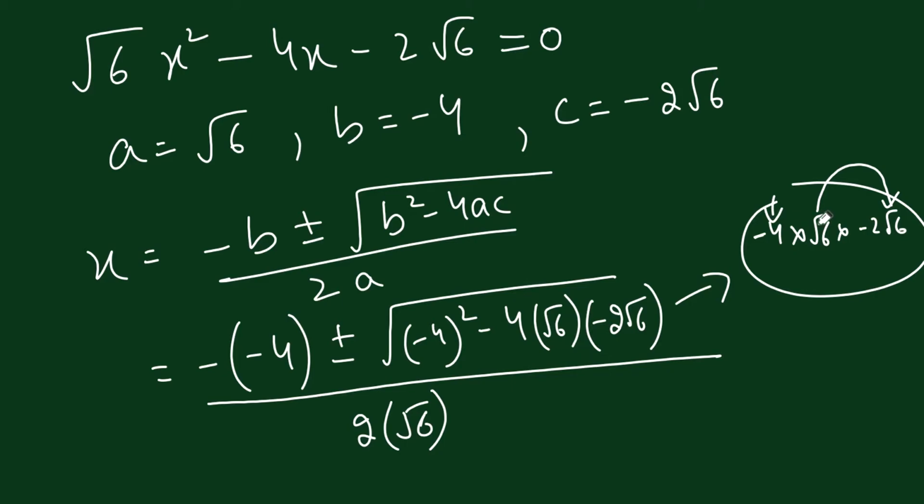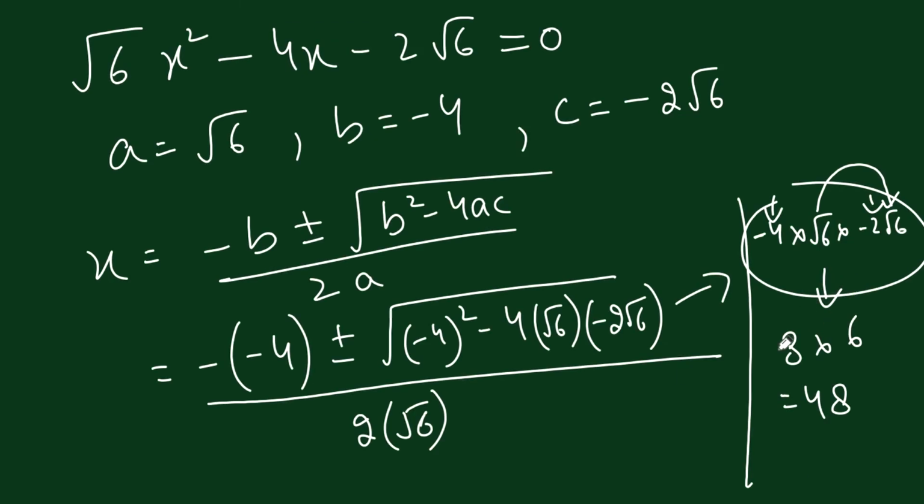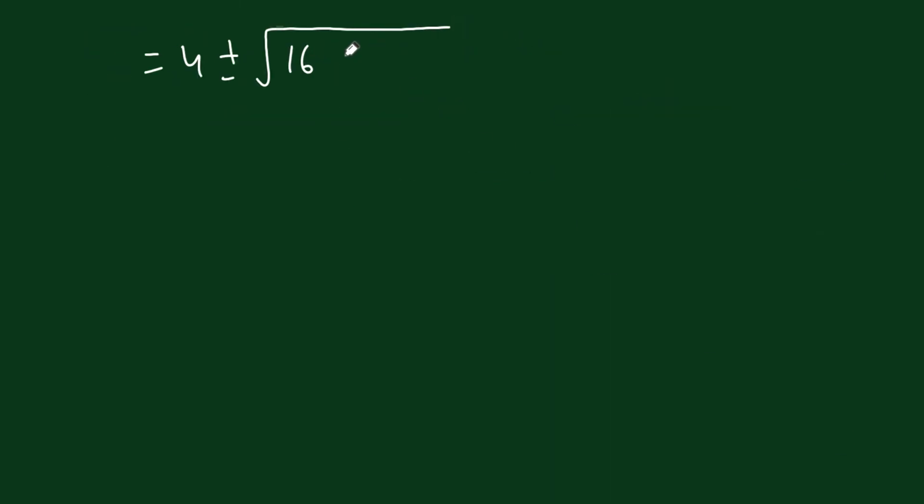You can see 4 is not inside the root, it's outside. 2 is outside. So minus 4 and minus 2 will get multiplied. All are in multiplication. So I'll do minus 4 into minus 2. That's positive 8. And root 6 into root 6 is root 36. And we know the square root of 36 is 6. So it's 8 into 6, and 8 into 6 is 48. Did it come positive 48 or negative 48? It came positive 48, plus 48, whole divided by 2 into a, that's 2 into root 6.